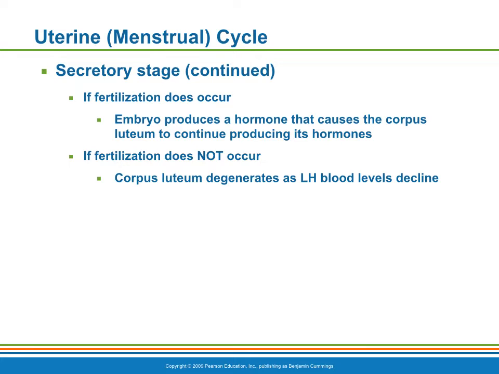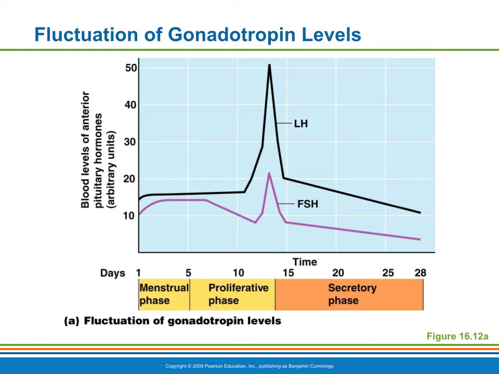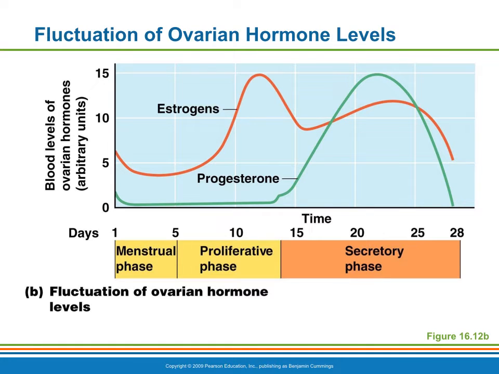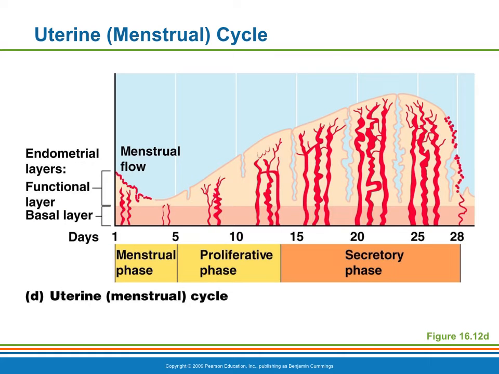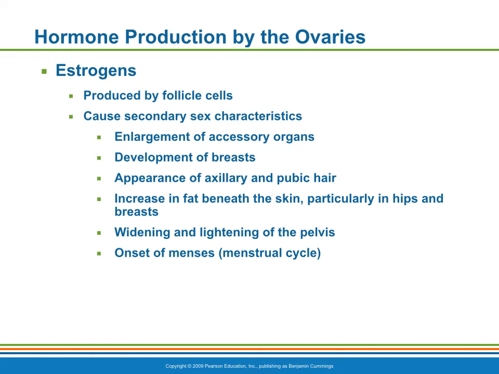Now, remember that I told you before, the corpus luteum helps to produce hormones to help with the implantation process and the keeping of the egg in the uterus if it is fertilized. And you can see the fluctuation levels of luteinizing hormone and follicle stimulating hormone, of estrogen and progesterone. There's a lot going on in here. This is what's going on in the actual ovary, and this one is what's happening in the uterus. So there's a lot going on here.